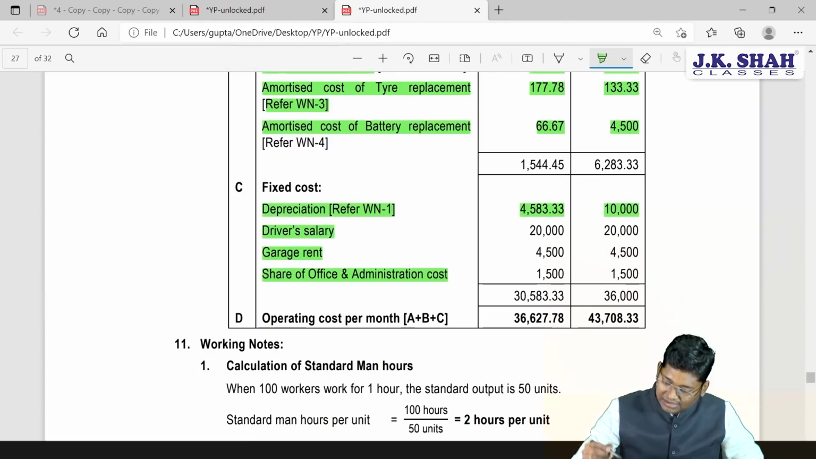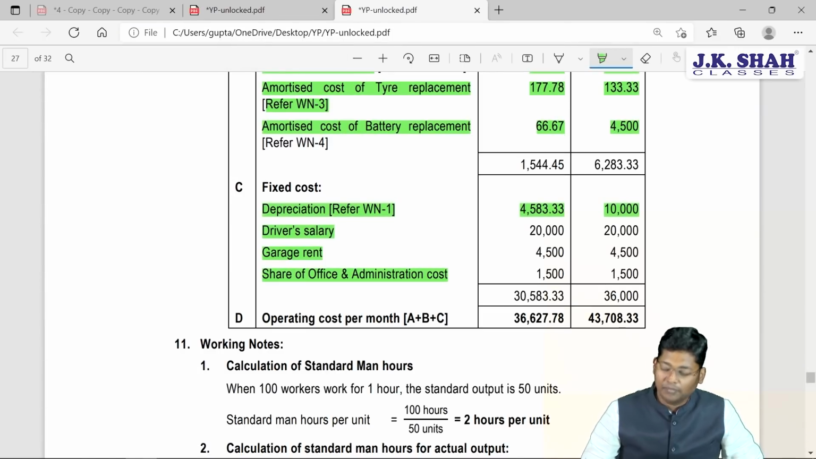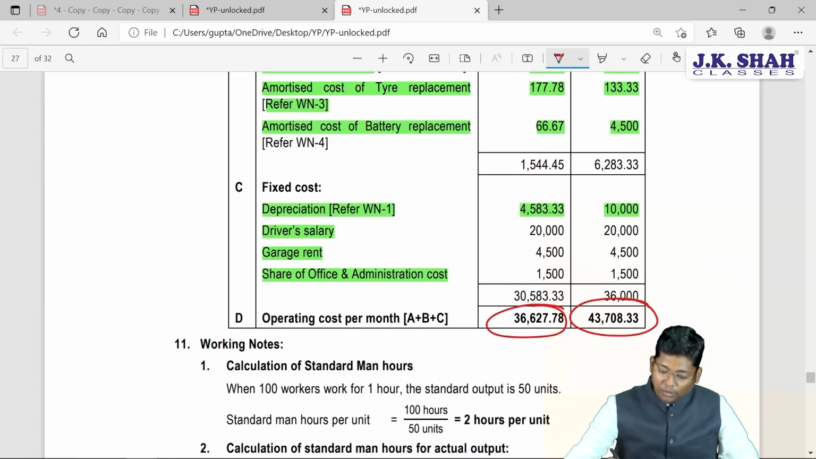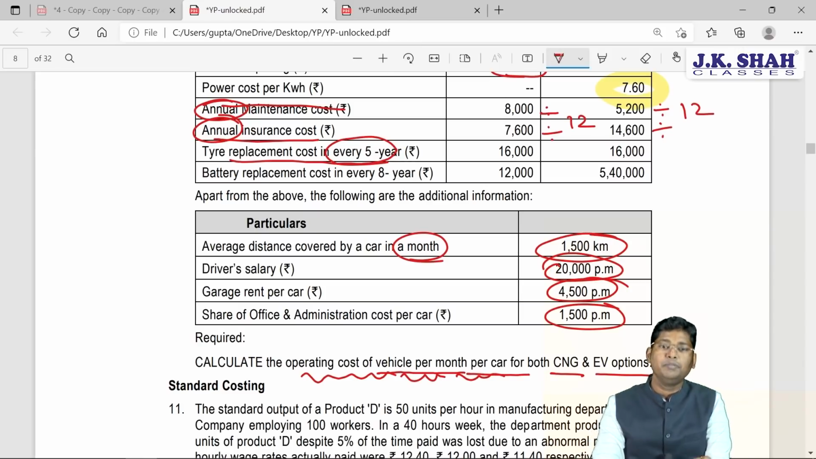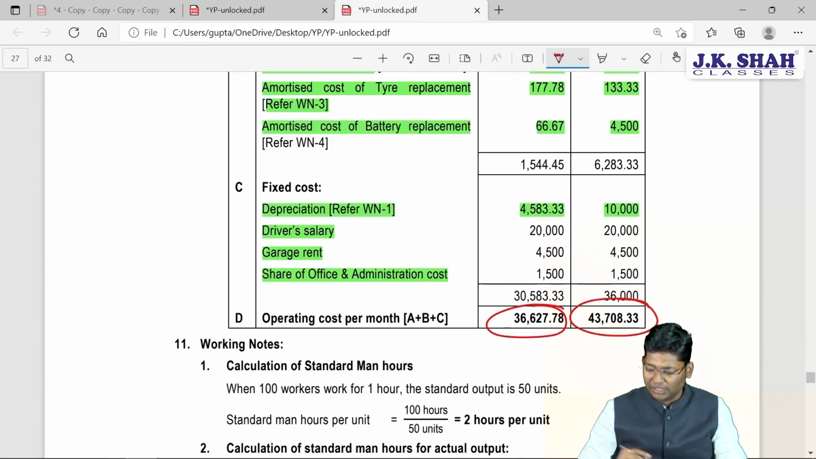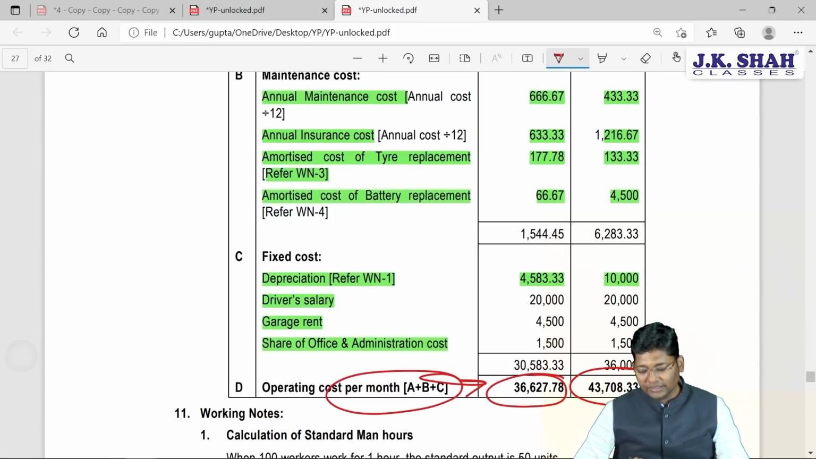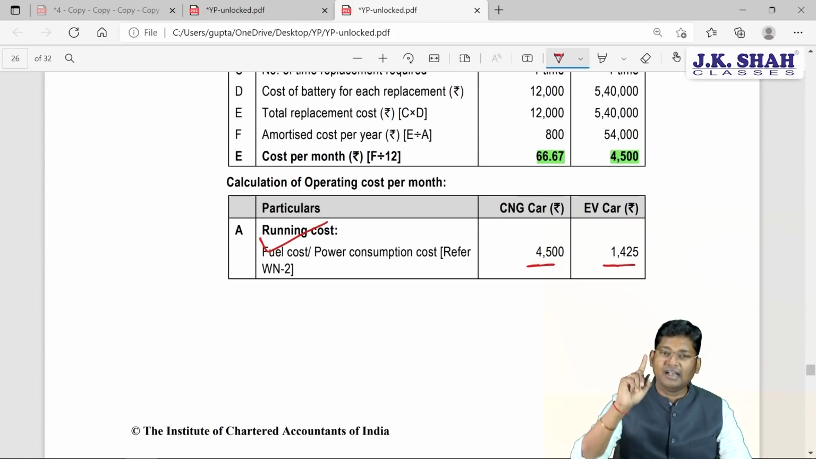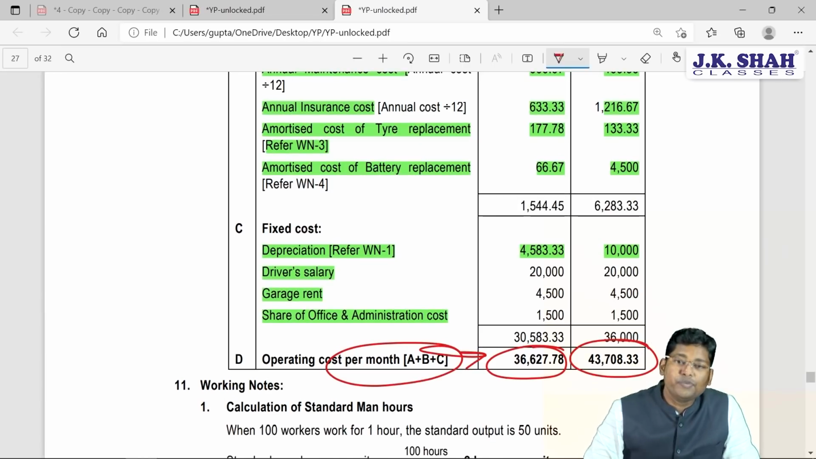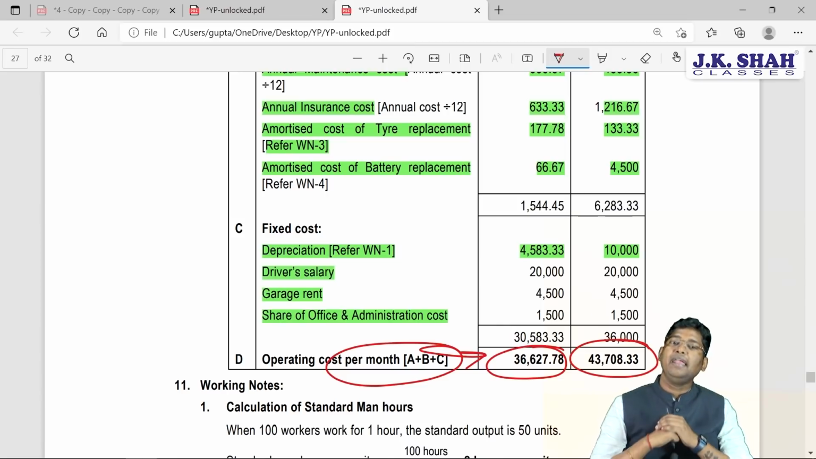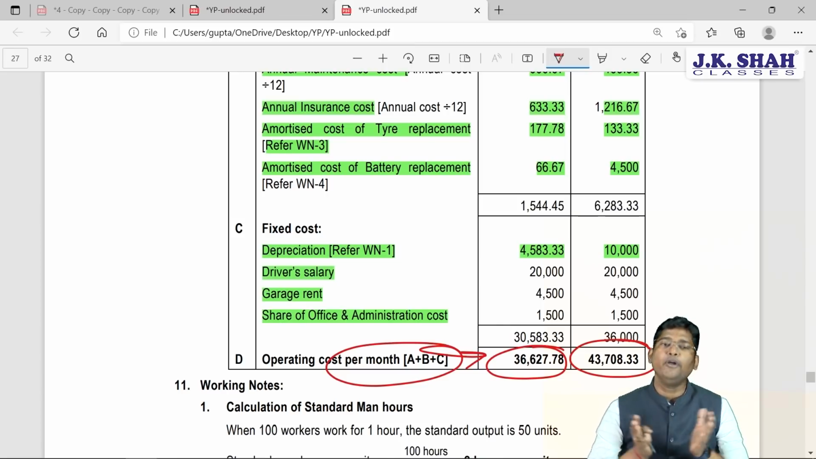The same amounts are substituted here, and after recording them, operating cost per month is calculated. What exactly is the question asking us to calculate? If you see the last line, the question is asking us to calculate the operating cost per vehicle per month. That is per month, per car, we need to show. So that is what we have shown here. The per month cost is computed on the basis of one car each. Every one car will cost you a total of approximately 36,627 and 43,708. So this is the operating cost which we have calculated, and this is the end of your service costing question.